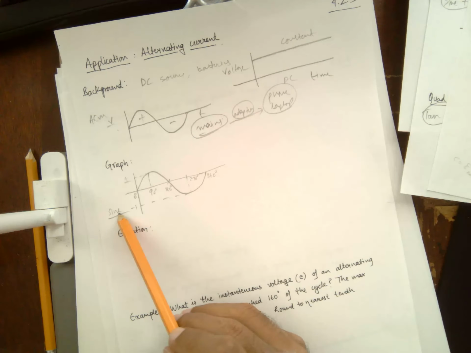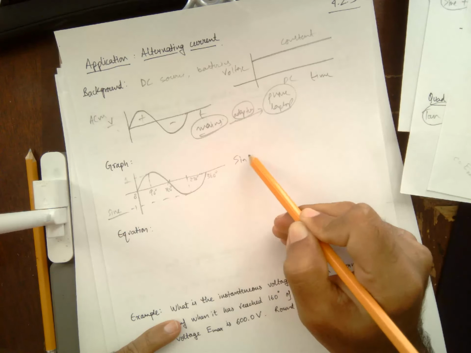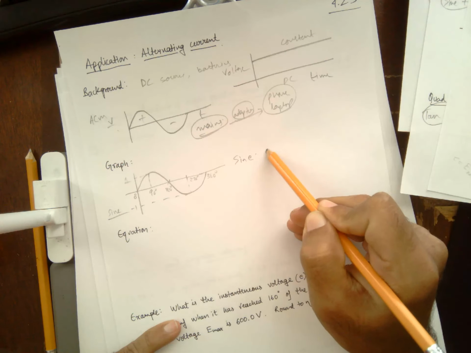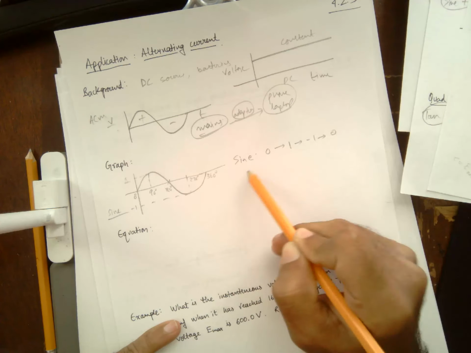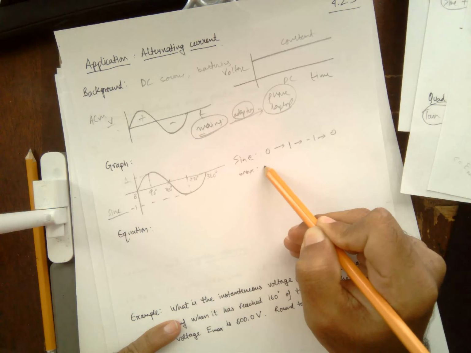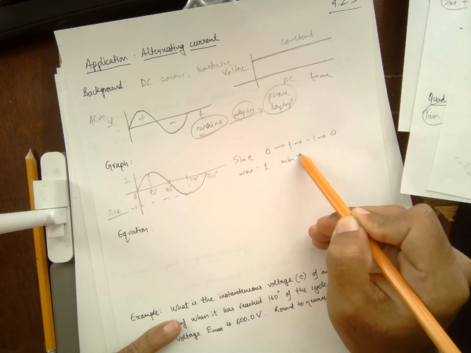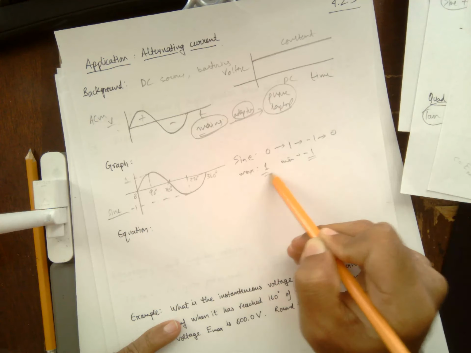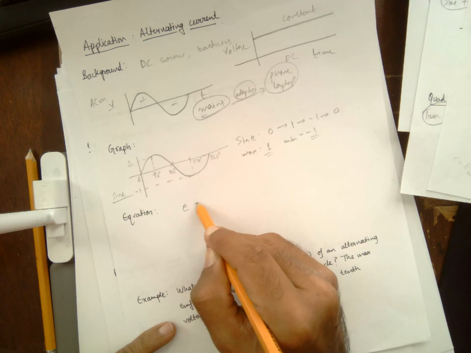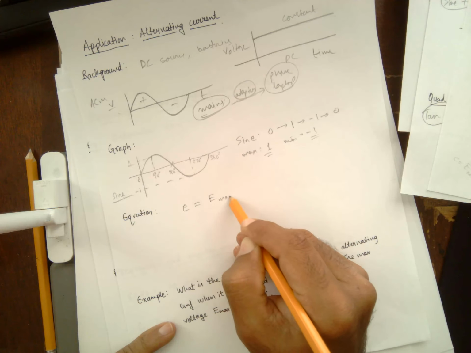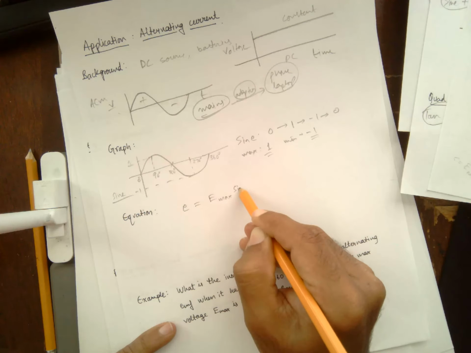Now, because sine theta goes from 0 to 1 and negative 1 to 0, the max value that it can take is positive 1 and the minimum value it can take is negative 1. So that gives us an equation for the voltage. It's called e equals E max sine theta in the most simple form.